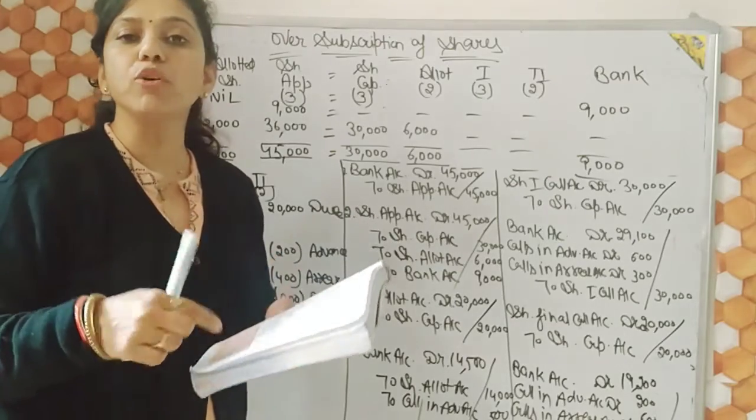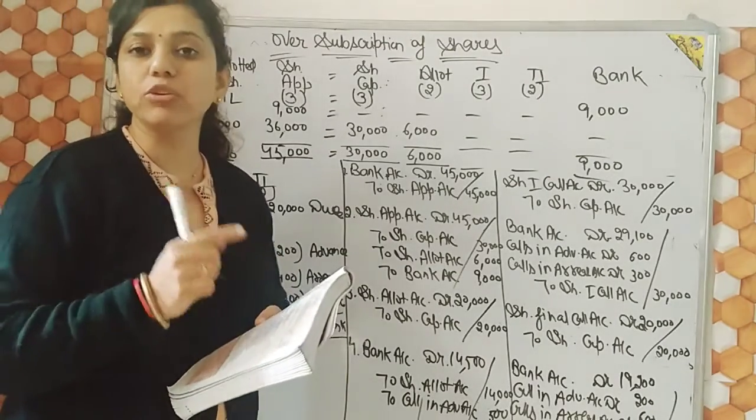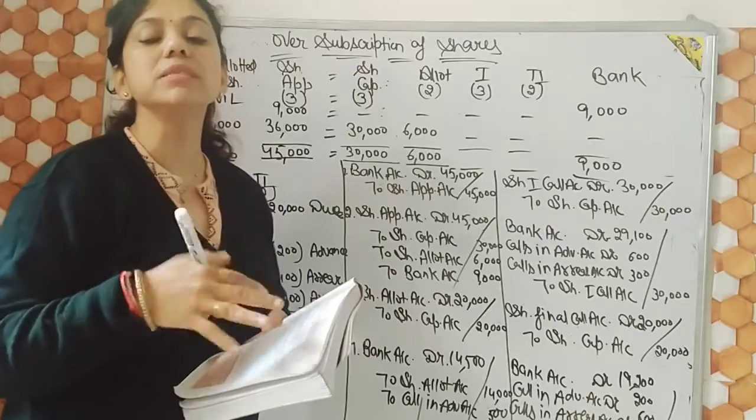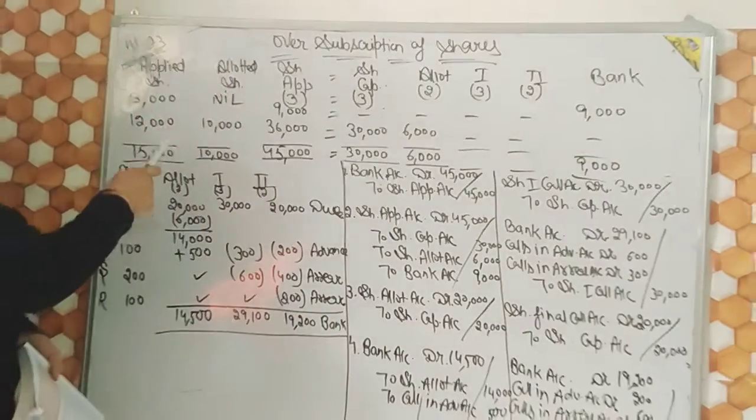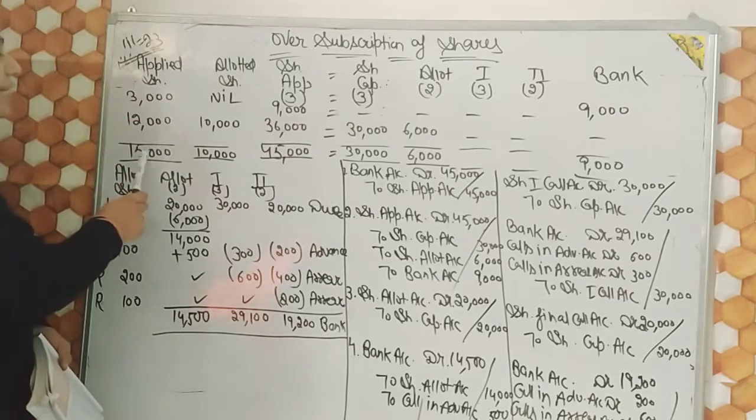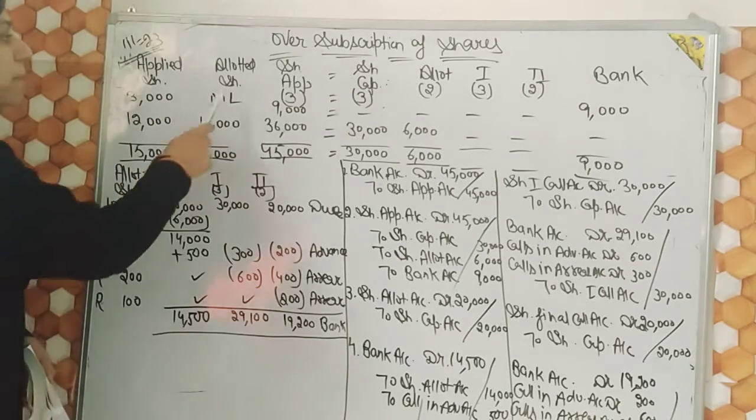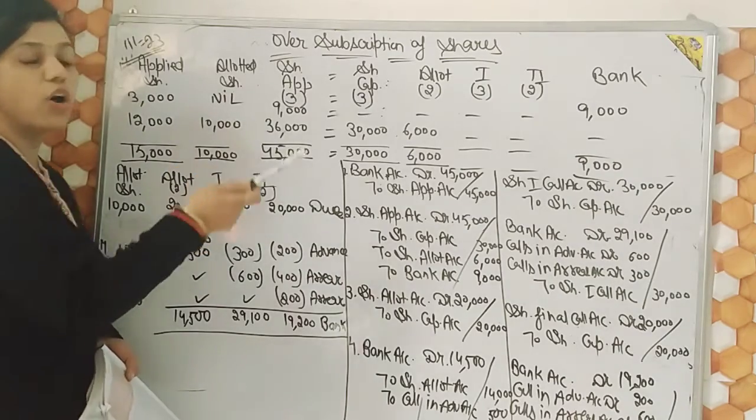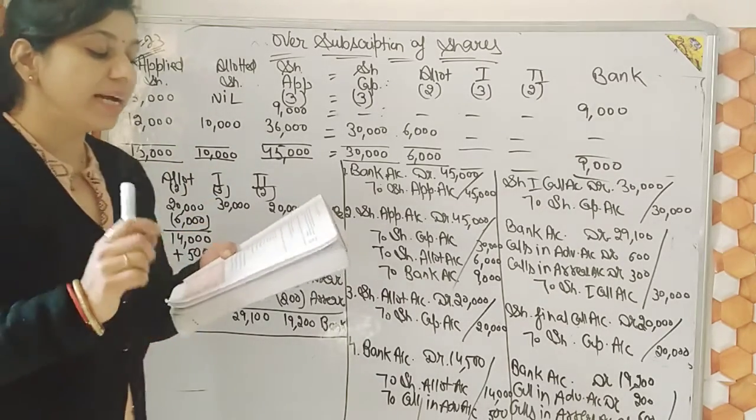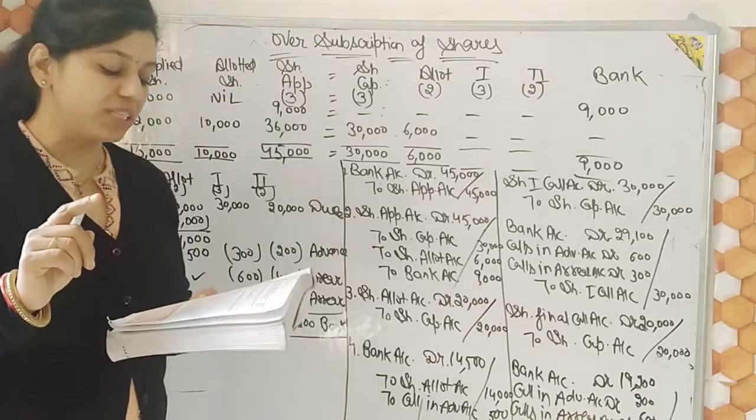Applications were received for 15,000 shares. As I told you, oversubscription means more shares applied. So you have to make the first column of applied shares. Applied shares are 15,000, but the company wants to allot only 10,000 shares. Then how will you do it? The directors made the allotment as follows.